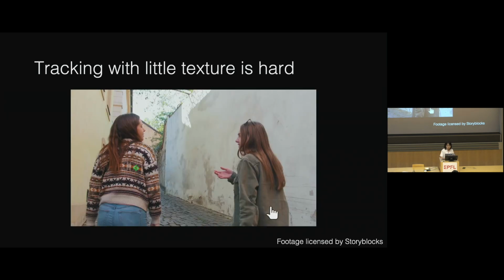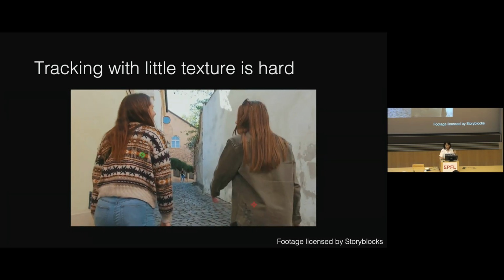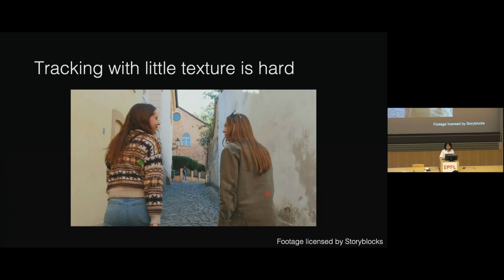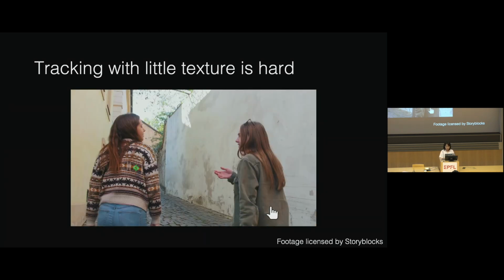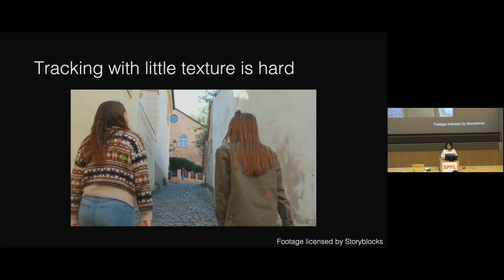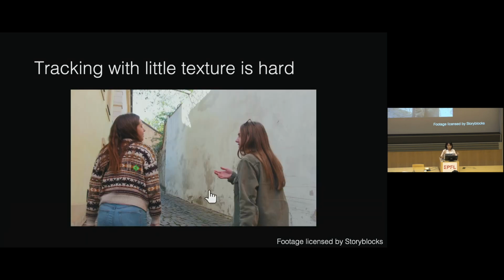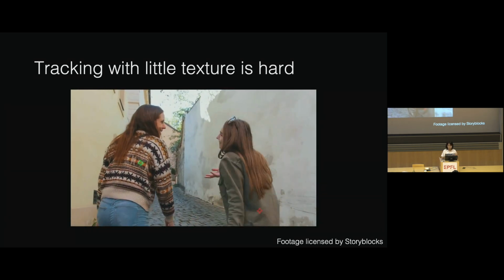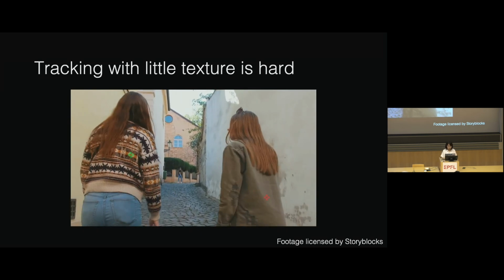But if I do the same thing on this solid color jacket, the tracker will lose track very easily, and you can see this tracker point jumping around. So basically, from this example, I want to show you that tracking with very little texture is very challenging, and this problem cannot be solved very well, even with state-of-the-art trackers.